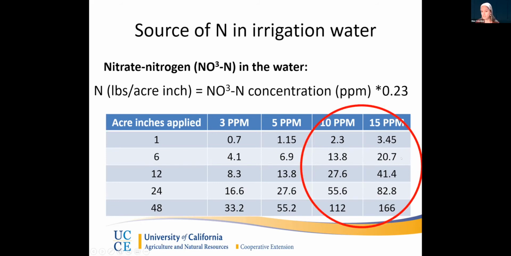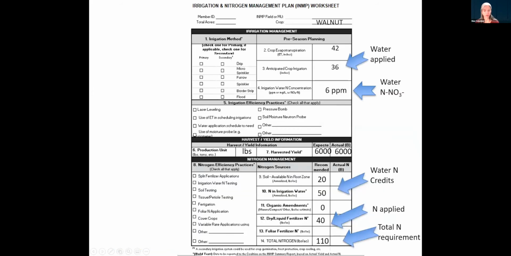So just highlighting that, if you're applying between 24 and 40 inches, that could make up half or almost your total nitrogen requirement for the season. So maybe in a drought year, if our estimated ET for a walnut crop might be 42 inches, but we're going to have a little less water than that, we might put what our anticipated crop irrigation is here. So I put 36 inches.